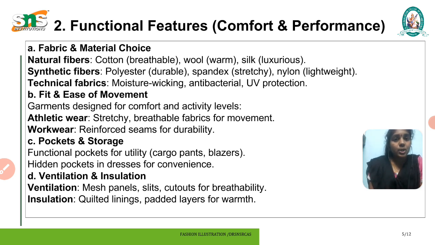Next one is pockets and storage. Functional pockets for utility: cargo pants, blazers, hidden pockets in dresses for convenience. Next one is ventilation and insulation. Ventilation: mesh panels, slits, cutouts for breathability. Next, insulation: quilted lining, padded layers for warmth. Quilting is a layer of foam on top of which there is a fabric, and at the bottom there is a fabric, to make it a quilting.